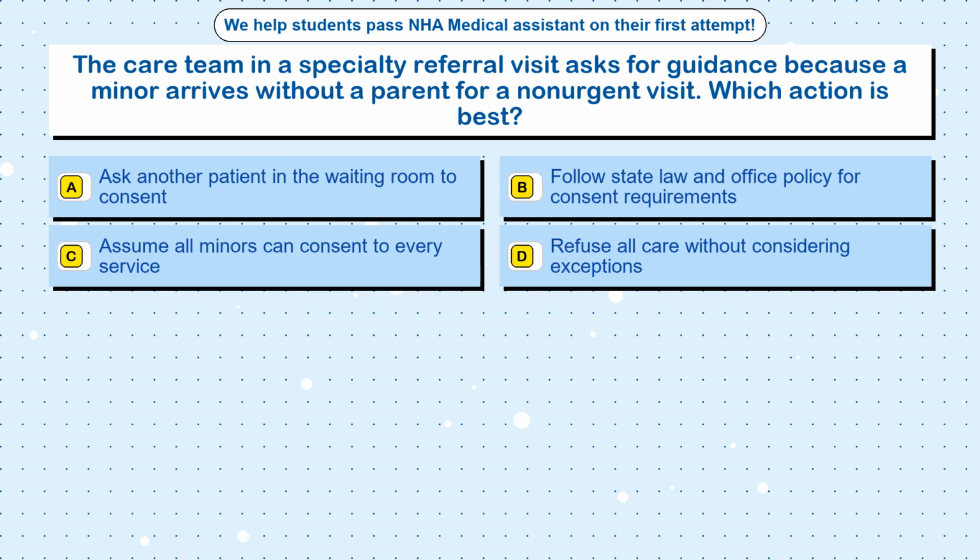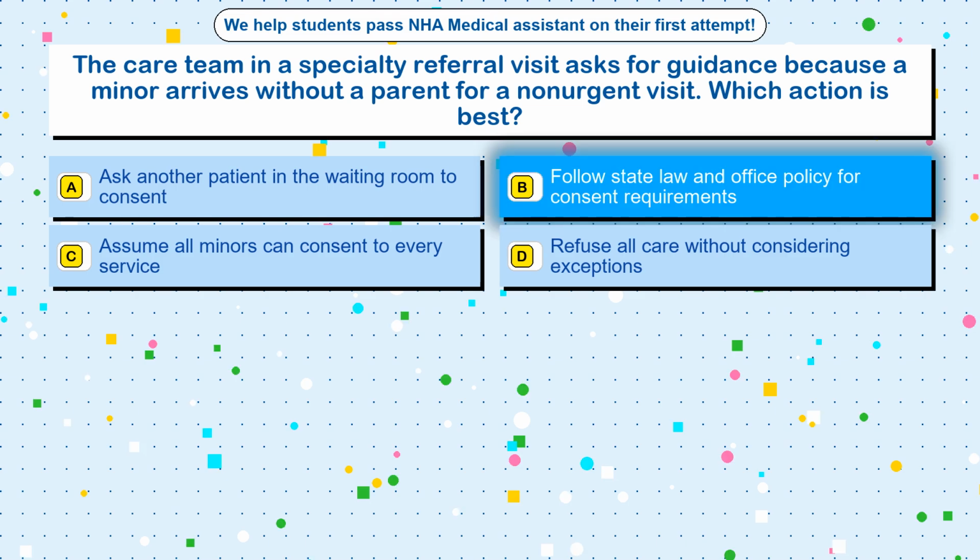Question 44. The care team in a specialty referral visit asks for guidance because a minor arrives without a parent for a non-urgent visit. Which action is best? Option A. Ask another patient in the waiting room to consent. Option B. Follow state law and office policy for consent requirements. Option C. Assume all minors can consent to every service. Option D. Refuse all care without considering exceptions. The correct answer is option B.